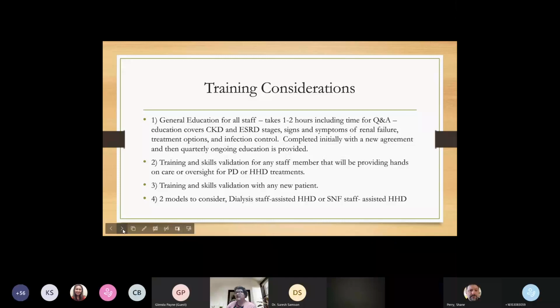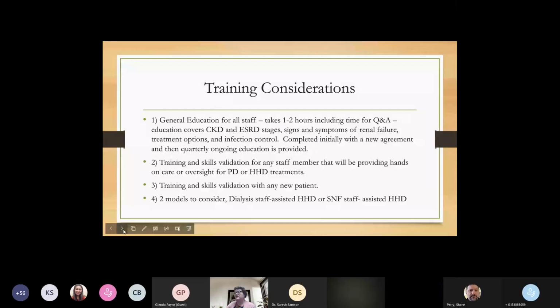We also do additional training and skills validation. So any staff member who is going to be responsible for the oversight and/or hands-on care of either a PD patient or an HHD patient during their treatment has to have training that is equivalent to that of what we would do for a care partner for a home patient. And so that means they would have to have a competency where they are able to demonstrate understanding and knowledge about providing that oversight or that care, as well as a skills validation.